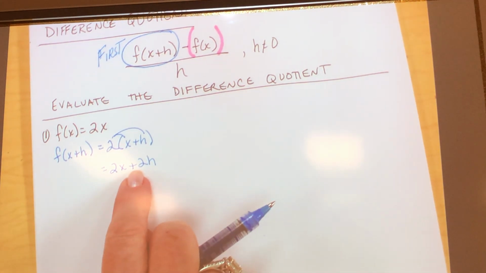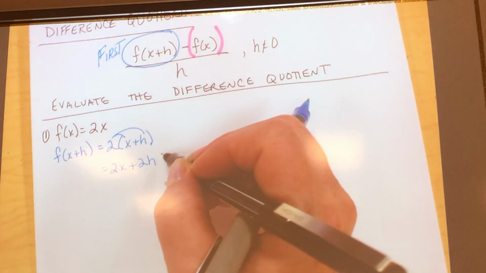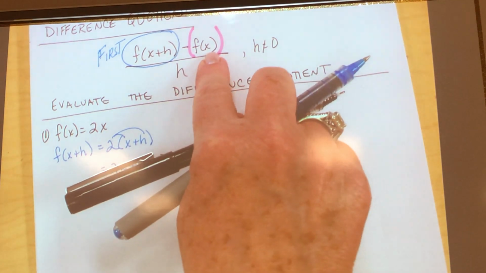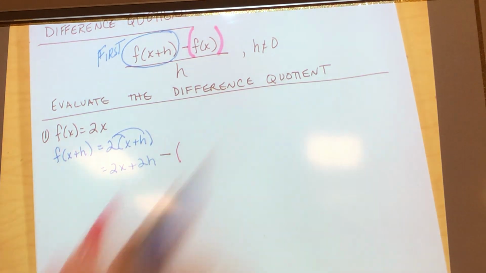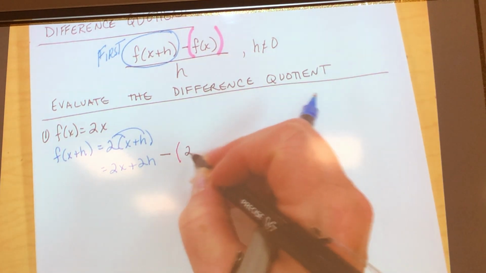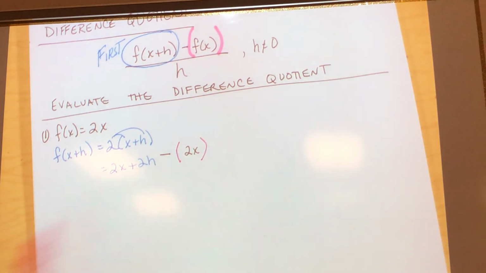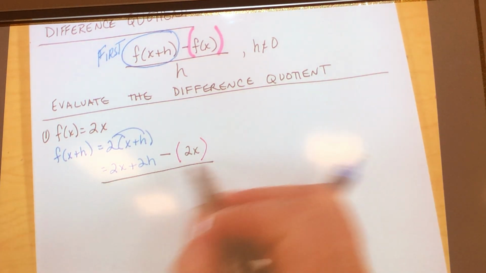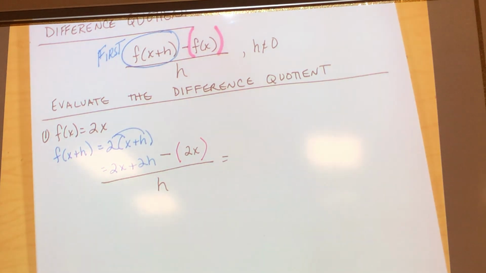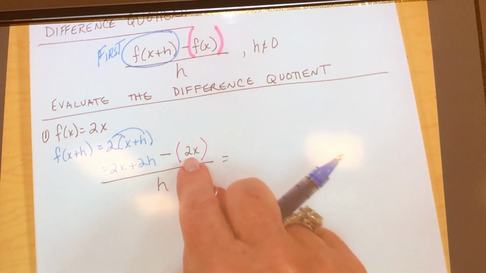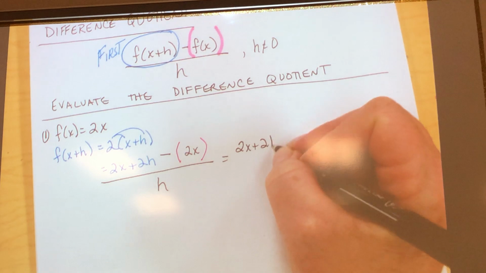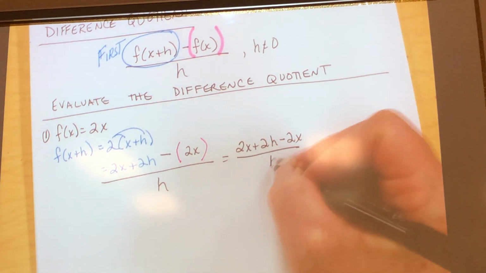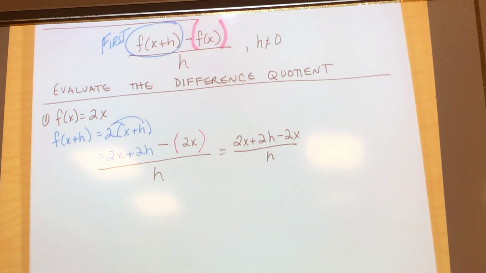Now, is this f of x plus h? Yes, it is. So now, we're going to go minus, and what do I need to open up? Parentheses. 2x, f of x, which is what? 2x. And then, what's it all divided by? h. All right. So there's just one term in there, okay? So are you with me that it just says 2x plus 2h minus 2x over h? Everybody okay? Okay.